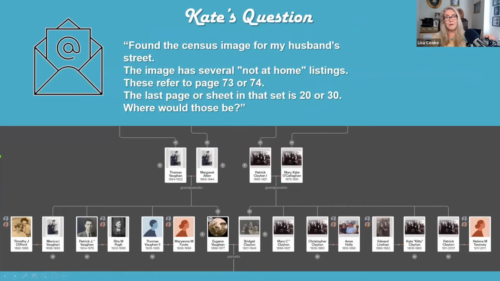Okay, well, one of my viewers wrote me a question. I thought it was a great question. It's something that lots of people run into. She said she found the census image of her husband's street, and there were several people listed as not at home. You maybe have noticed that a lot more than we've seen in other censuses. And they refer to other page numbers. But she said, when I looked at the set, there's only like 20 or 30 pages in this ED, but they're saying it's on page 73 or 74. So where is 73 and 74?